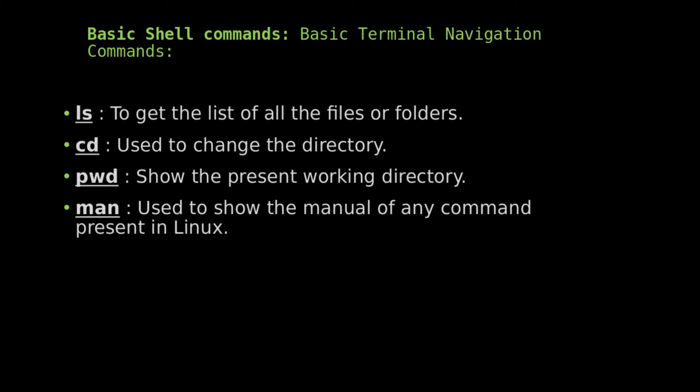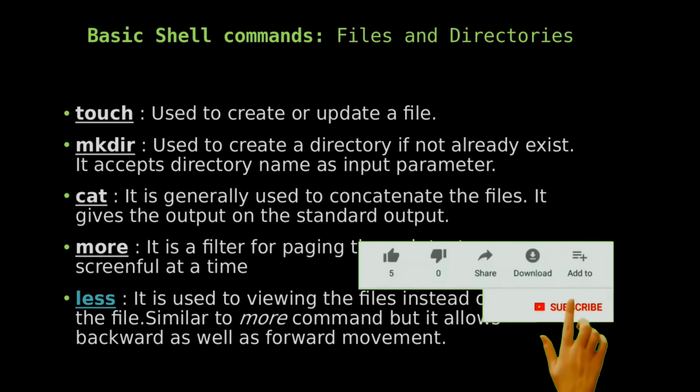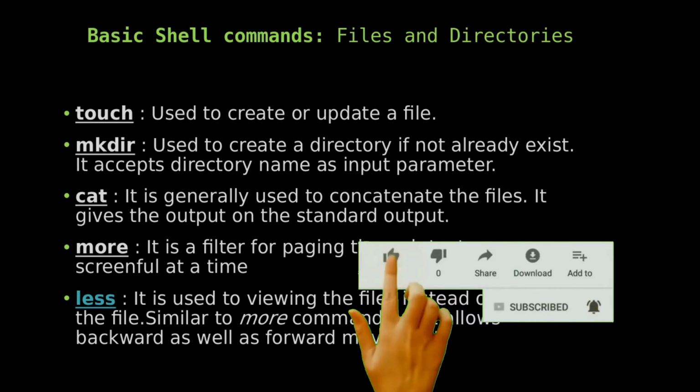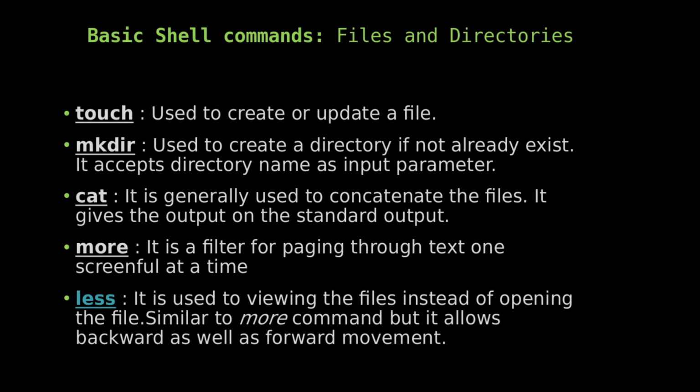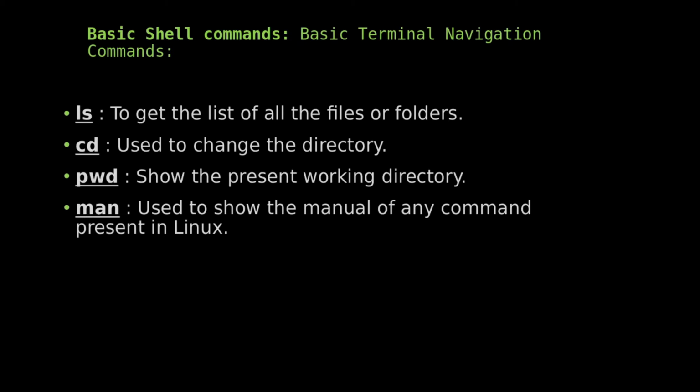In the previous lecture we studied some basic shell commands like ls, cd, pwd and man. Then we also studied some commands for files like touch, mkdir and cat. The cat command can be used to display the file, overwrite the contents of the file, or append contents to the file. Mkdir is used to create a directory, touch is used to create an empty file, man for manual, pwd for present working directory, cd for change directory and ls for list of the files and directories.